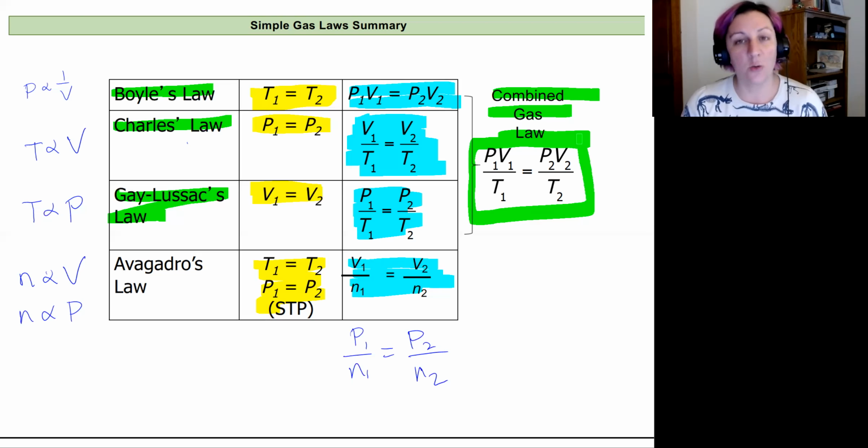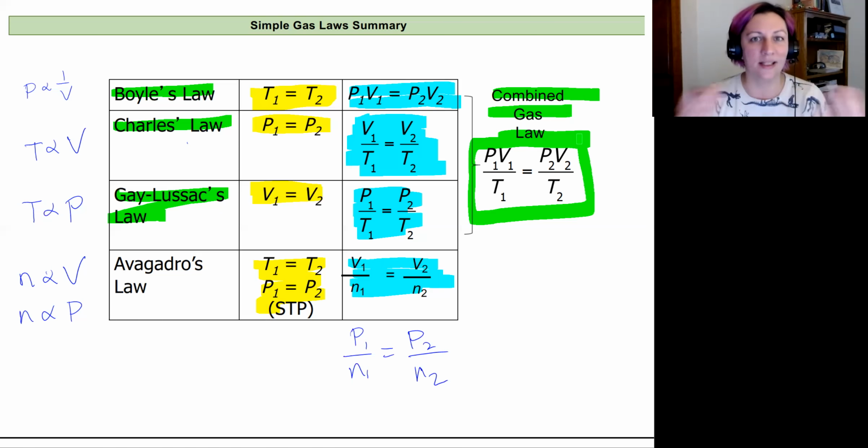And so we can predict what happens if we make a change, or we can predict the way something was after a change occurred, any of these variables. And so we can use this if we have a problem that's asking us to determine what volume, pressure, or temperature is after some sort of change happens and we know our initial quantities. Then we can use the combined gas law. You could also use any one of these simple gas laws as well, but it's always nice to just remember one instead of four or three.